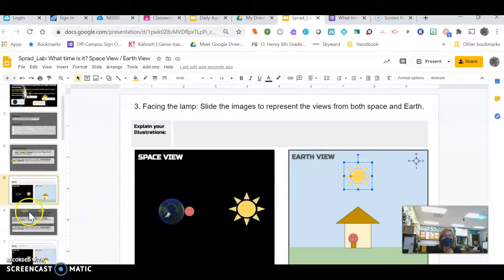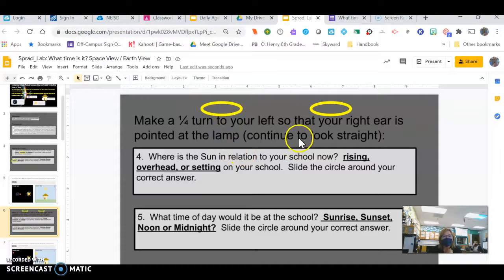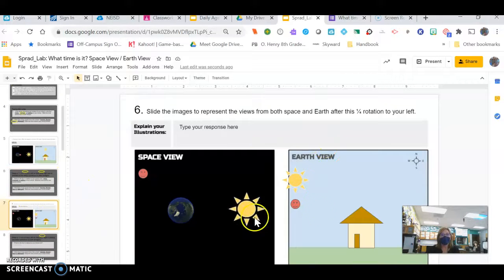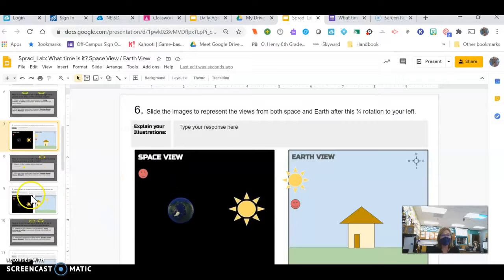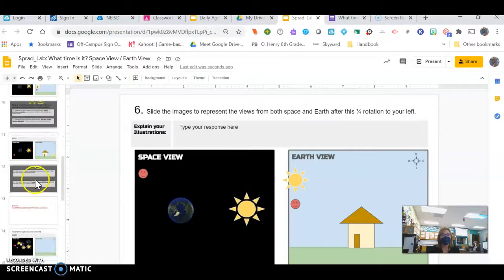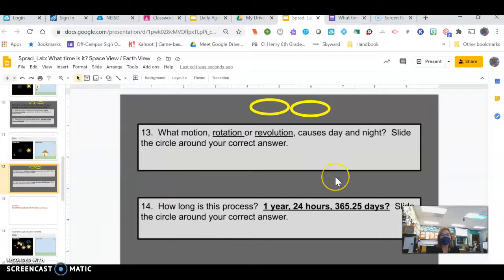Okay, so what you're going to do is you're going to then move on your own at this point where you are going to make a 1/4 turn to your left so that your right ear is pointed to the lamp, looking straight ahead. Think about your person standing on your spot, and you've got to think, where is the sun in relation to your school? And you are going to then do the views, move the little person. Remember, we rotate counterclockwise towards our left. And you are going to work all the way through slide 12, which is questions 13 and 14. When you are finished with this, you can hit pause and complete this lab and then come back and watch the rest of the video.